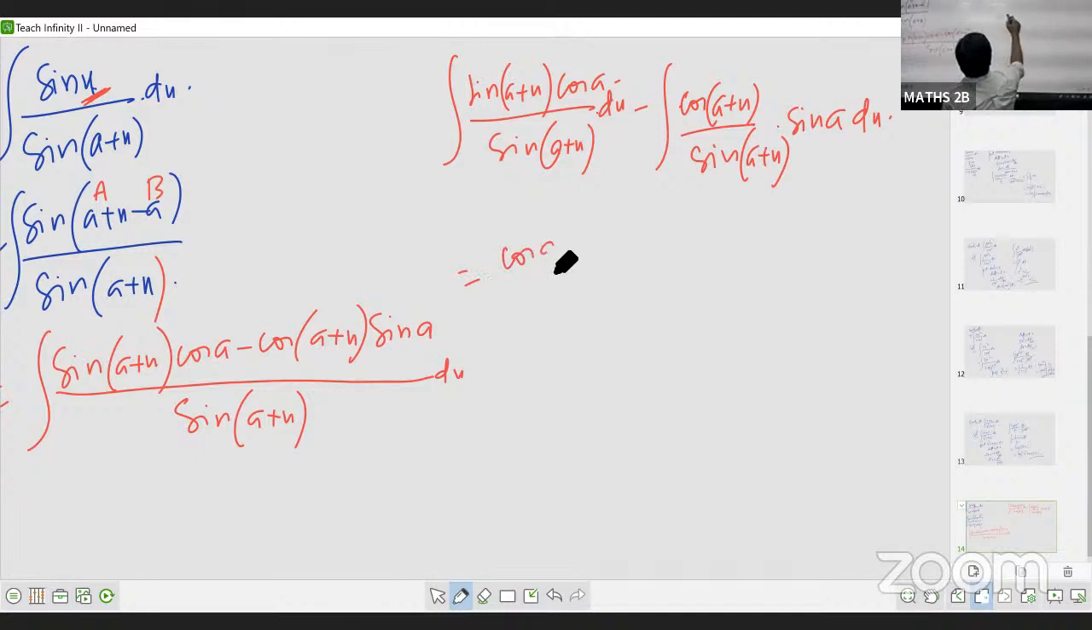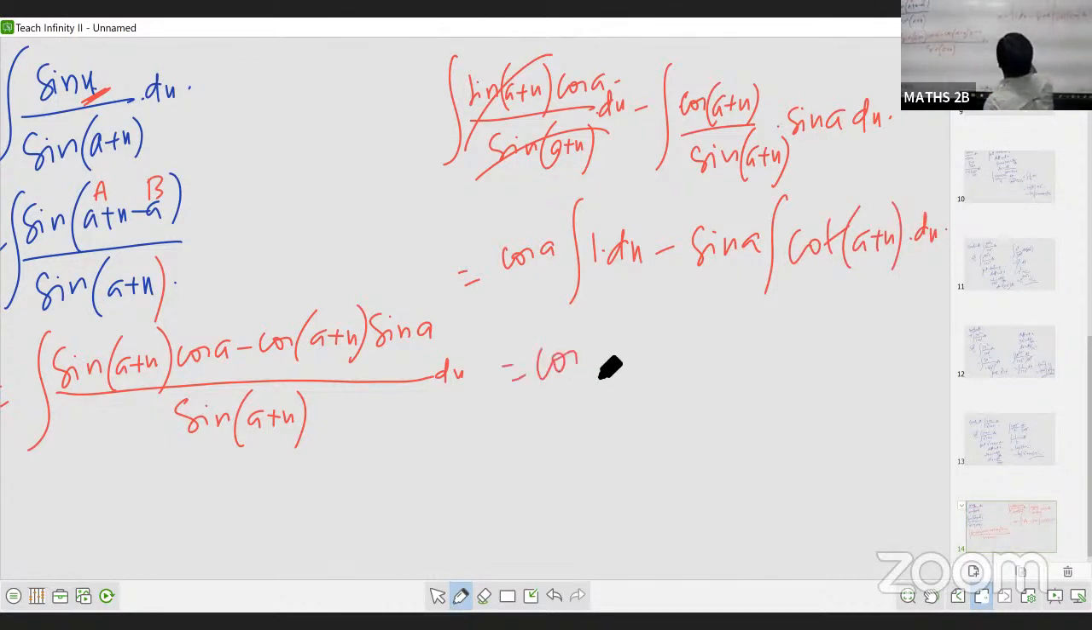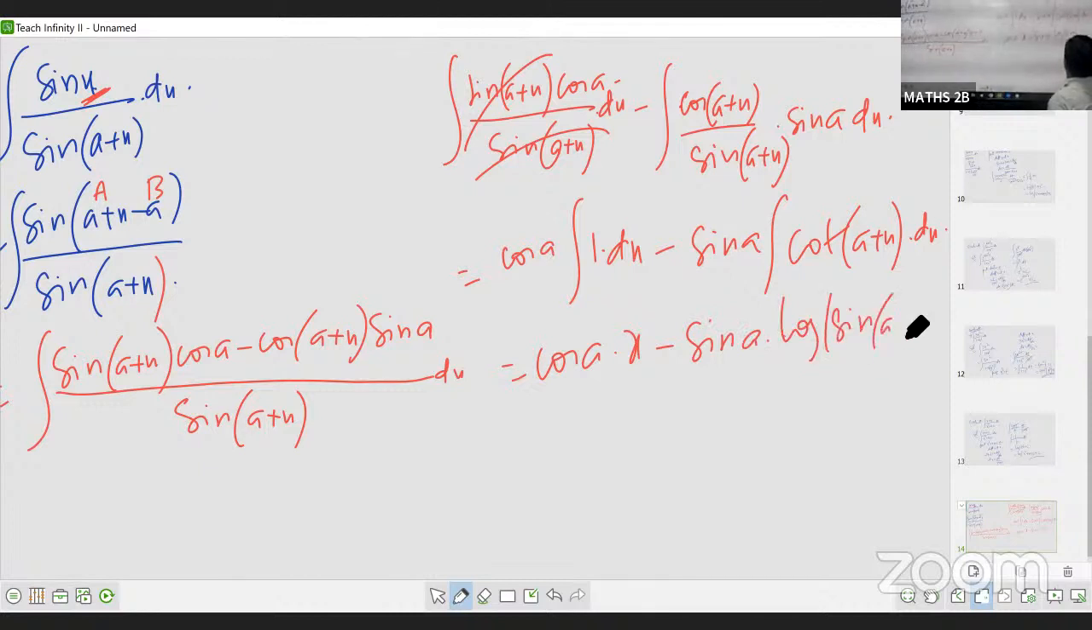Now cos a, write it outside. Sin of a plus x by sin of a plus x gets cancelled, leaving 1 dx. Sin a is a constant, write it outside. Cos of a plus x by sin of a plus x is cot of a plus x dx. Correct? Now cos a into the integration of 1 is x. Sin a as it is, the integration of cot is log mod sin of a plus x, plus c. Is it clear?